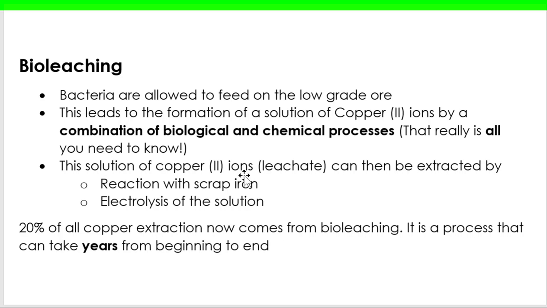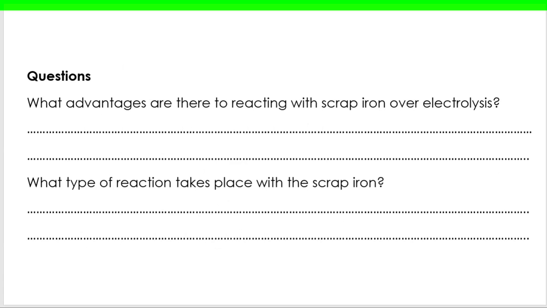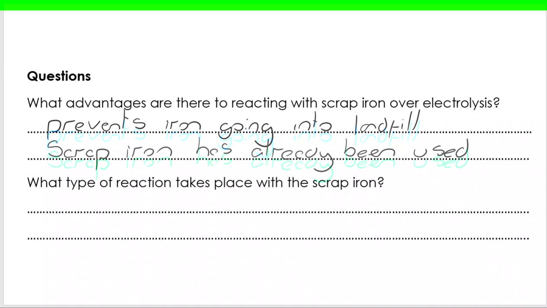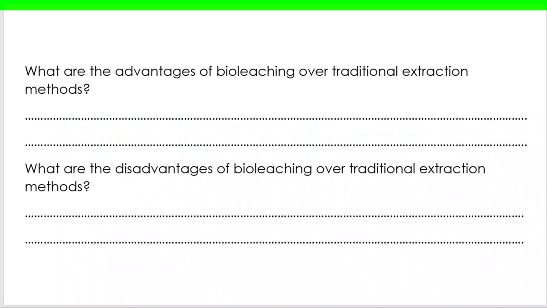20% of all copper extraction now comes from this form, but it's a very slow process. We can get copper from ores that contain less copper, and it is economically viable, but it could take years to do it. So, advantages and disadvantages of this. Advantages of scrap iron over electrolysis: it prevents scrap iron going into landfill. Scrap iron has already been used, and we're running out of space here actually, but also it's a far cheaper method because we're not using those huge amounts of energy to make the solution molten so that we can then electrolyse it. What type of reaction do we call it with scrap iron? It's a displacement reaction.